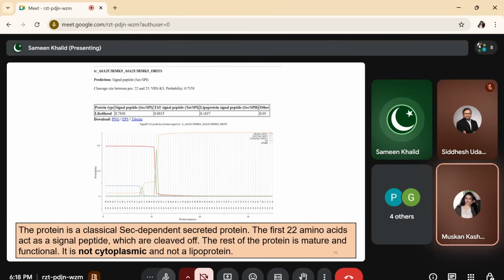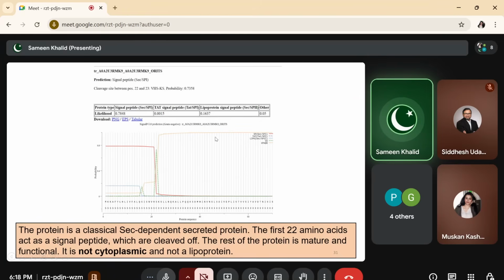Okay, so as I was saying, in this SignalP, what the red line is showing is that the first 22 amino acids act as a signal peptide. The signal peptide is then cleaved off, and in this green portion, we can see the mature protein amino acids after the cleavage of the 22 amino acids. This Sec dependent pathway represents that the protein which is formed is mature and it is not going to function in the cytoplasmic region.